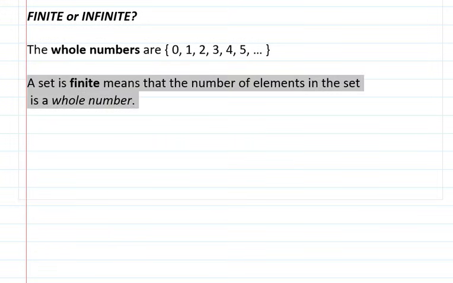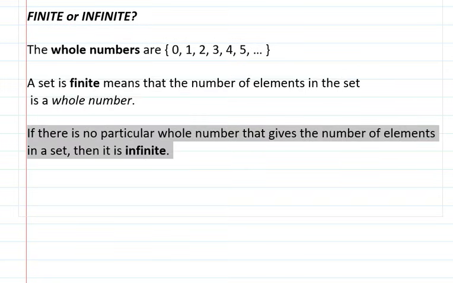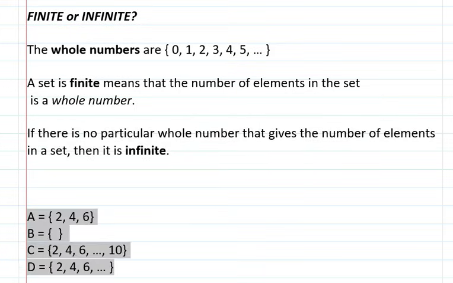A set is finite means that the number of elements in the set is actually a whole number. If we can count the number of elements in a set and we can get a whole number, a number out of the set of whole numbers, then we call it finite. Otherwise, if there's no particular whole number that gives the number of elements in the set, then we call it infinite. So to really get into what that means, we're going to look at some examples of some sets.